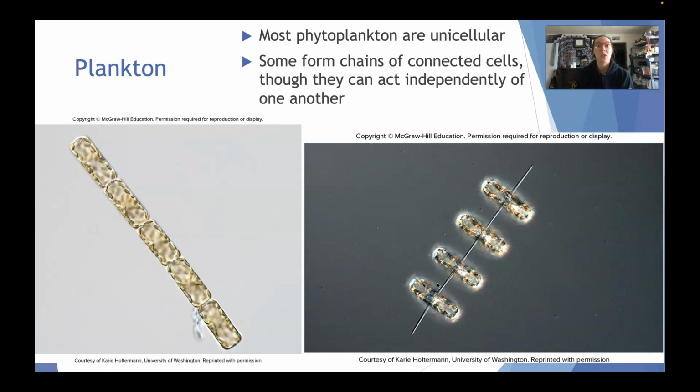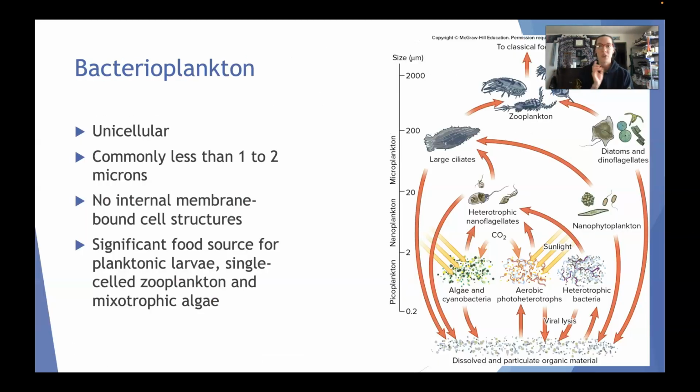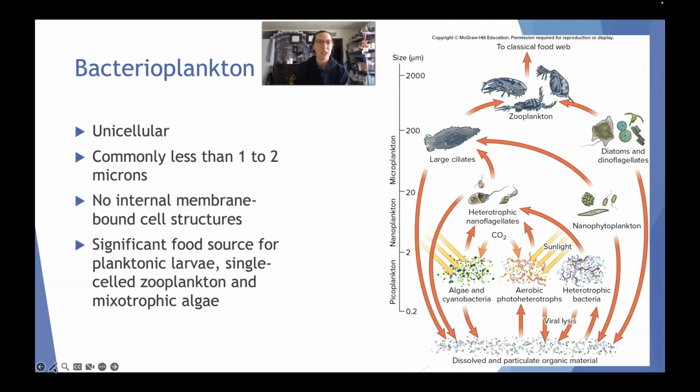So like I said, we're going to start small with some of the different types of plankton that are out there. So we're going to start first with bacterioplankton. Bacterioplankton are unicellular, which means they're commonly less than 1 to 2 microns. That term micron is basically like this. You see this little U here that kind of has the front doohickey. That's the symbol for a micron. They tend to have no internal membrane-bound cell structures, yet they are a significant food source for planktonic larvae and single-celled zooplankton and mixotrophic algae.